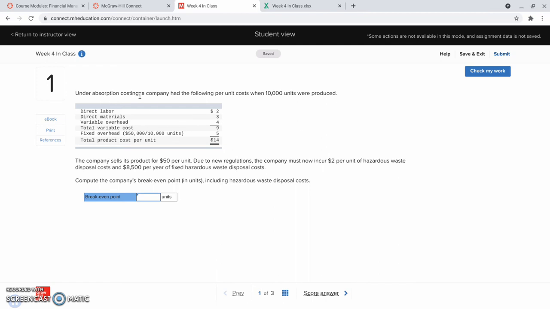Under absorption costing, a company has the following per unit cost when 10,000 units were produced. Direct labor of 2, direct materials of 3, variable overhead of 4, so our total variable is $9. Our fixed overhead is $5. That gives us total product per unit cost of $14. The company sells its products for $50 per unit. Due to new regulation, the company must now incur $2 per unit of hazardous waste disposal and $8,500 per year of fixed hazardous waste disposal cost. Compute the company's break-even units including hazardous waste disposal units.